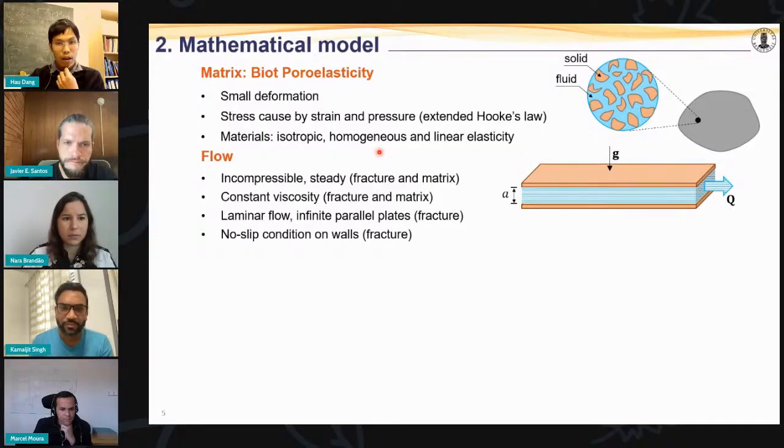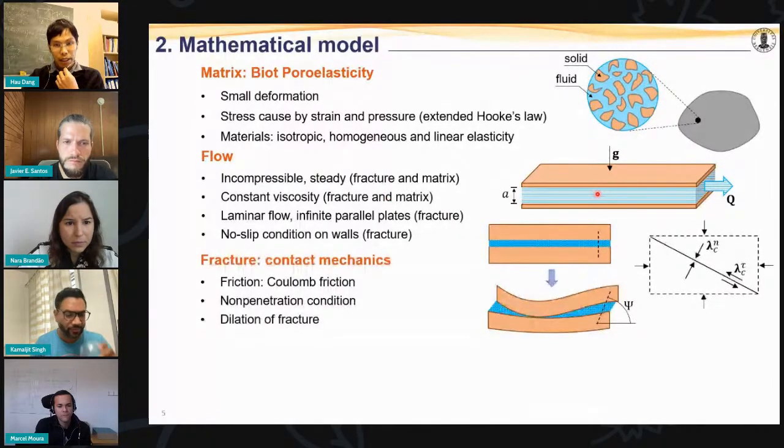For flow, I'm considering incompressible, steady, and constant viscosity flow. Flow in the fracture is reduced dimension, as laminar flow in infinite parallel plates with no slip condition on the wall.